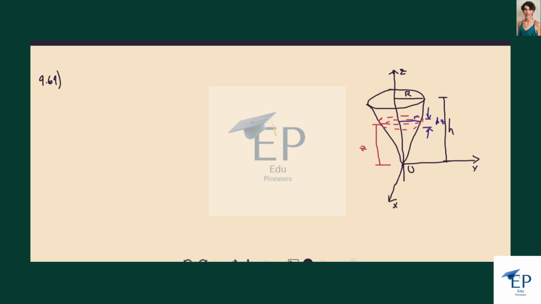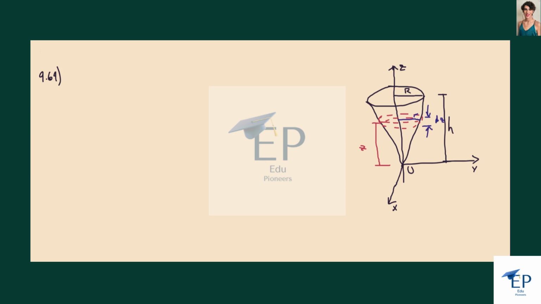Okay, so we're doing chapter 9, problem 69 here. It says determine the center of mass of the machine part that is a uniform cone of height h and radius big R. Okay, so we have this figure here, and we're going to let the origin be the tip of the cone, as shown in the x, y, and z plane. And the cone is going to extend upward in the z direction.